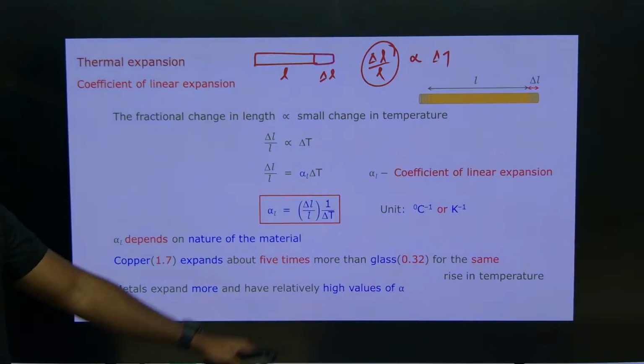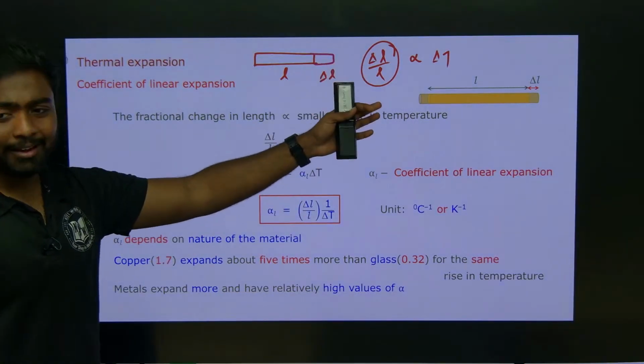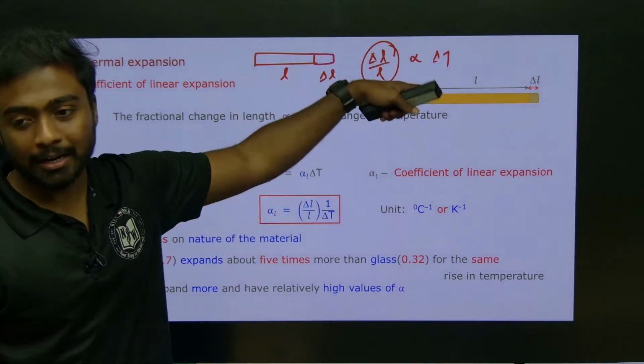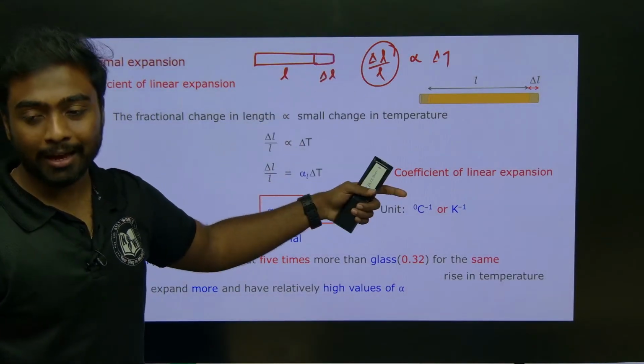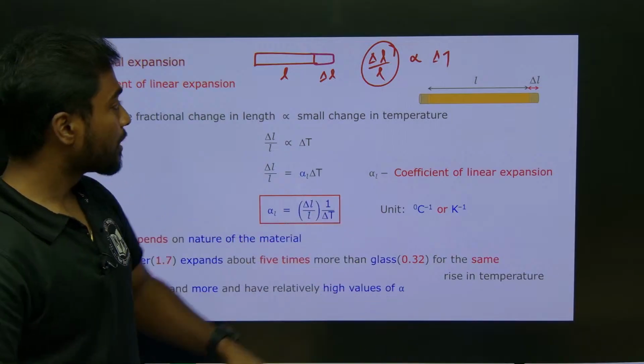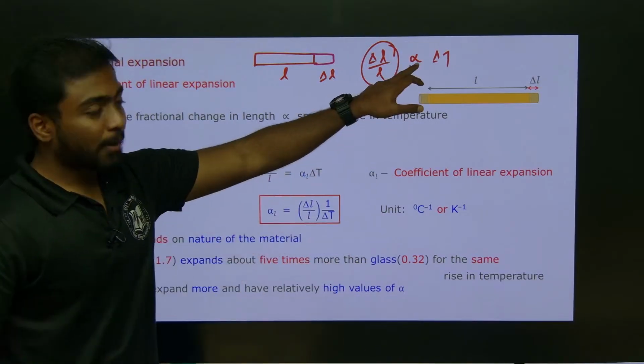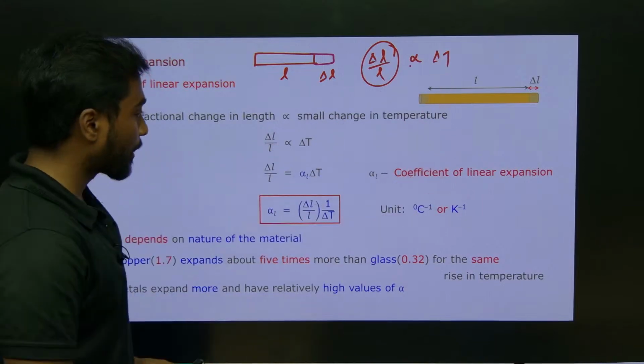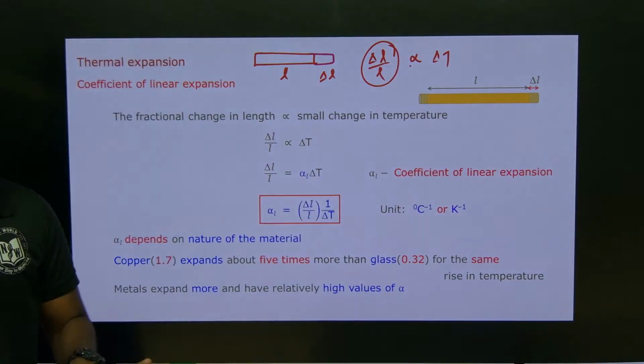Got it? Similarly, we will talk about areal and volume also. Delta A by A is directly proportional to delta T. Delta V by V is directly proportional to delta T. And to remove this proportionality, we are adding a constant called alpha, beta and gamma. We will talk about that alpha, beta and gamma.